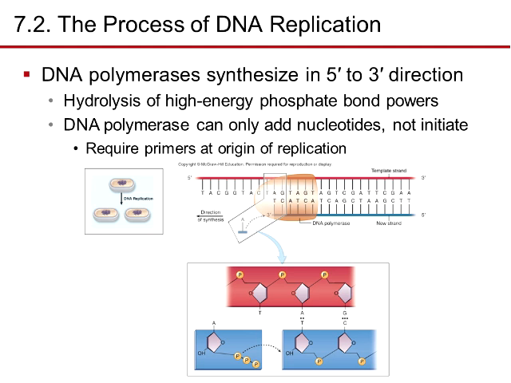So DNA polymerase synthesizes in the 5' to 3' direction, as I said earlier. Hydrolysis of a high-energy phosphate bond powers the DNA polymerase, and they can only add nucleotides. They cannot initiate synthesis. So they require primers at the origin of replication, and this is the process they do, primers that sort of get things started, as it were.